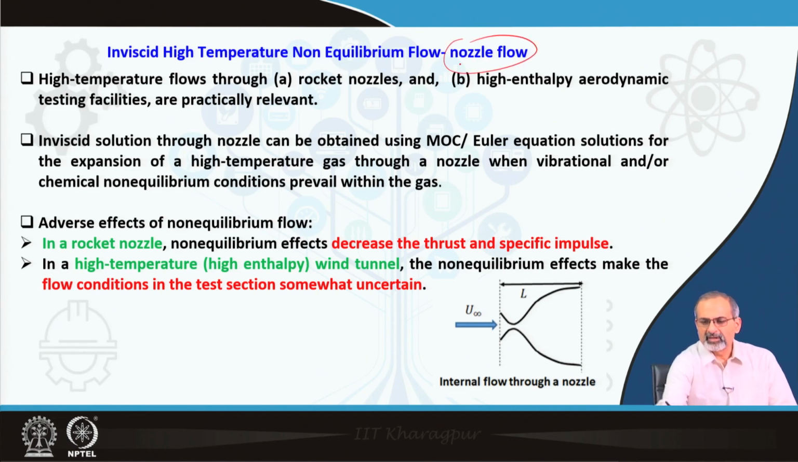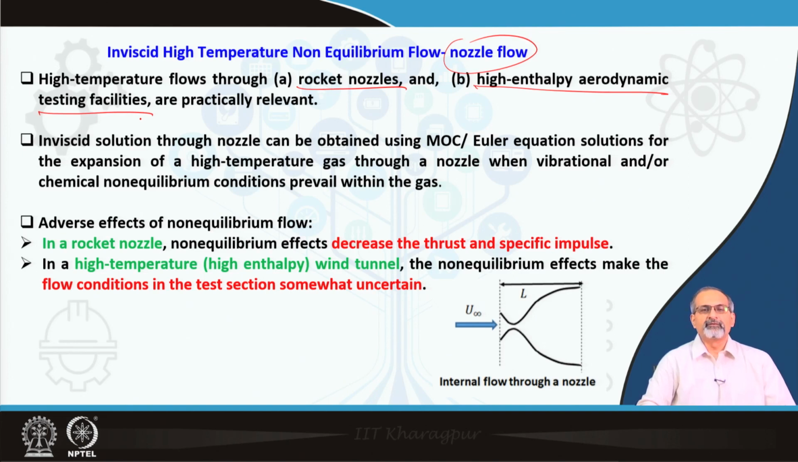Now, we move on to CD nozzle flow, which may be occurring in different situations like in a rocket nozzle or in high enthalpy aerodynamic testing facilities, that is the hypersonic tunnels. And if you are venturing into obtaining an inviscid solution through a CD nozzle, it can be obtained by using the method of characteristics or by solving Euler equations, and we try to model the expansion of a high temperature gas through a nozzle when vibrational and or chemical non-equilibrium conditions may prevail within the gas.